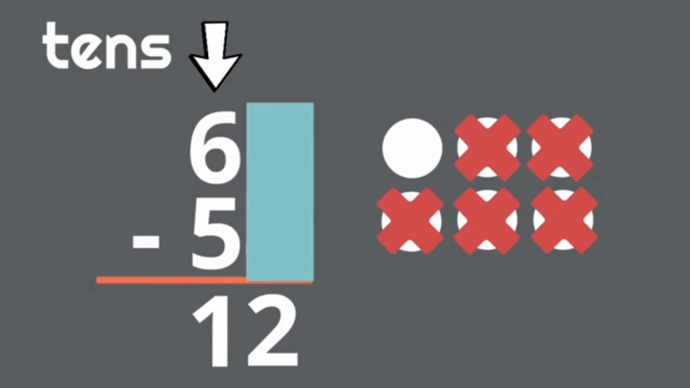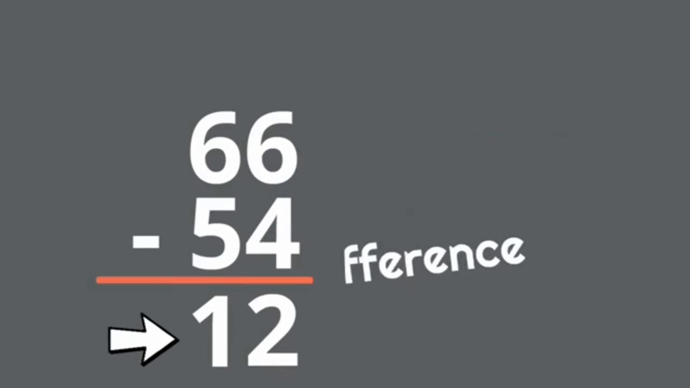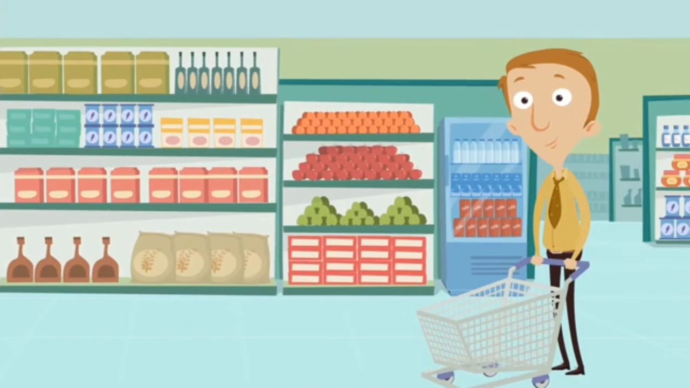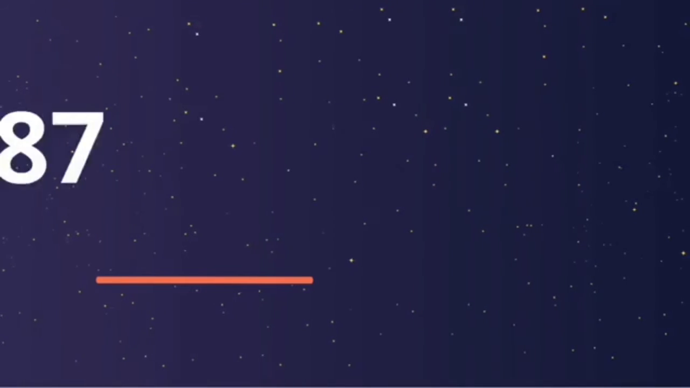And just like that, we have our answer. The difference is 12. There are now just 12 blueberries. All right, let's do another one. How about 87 minus 53?